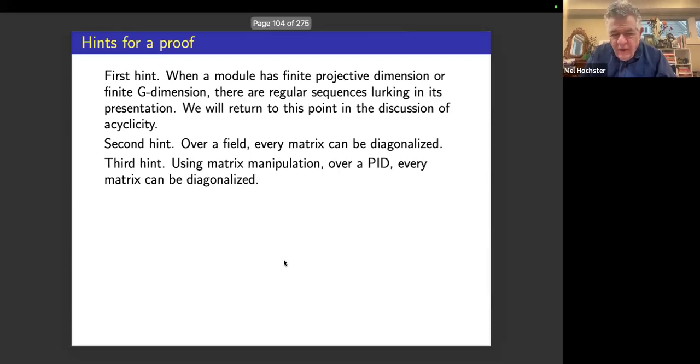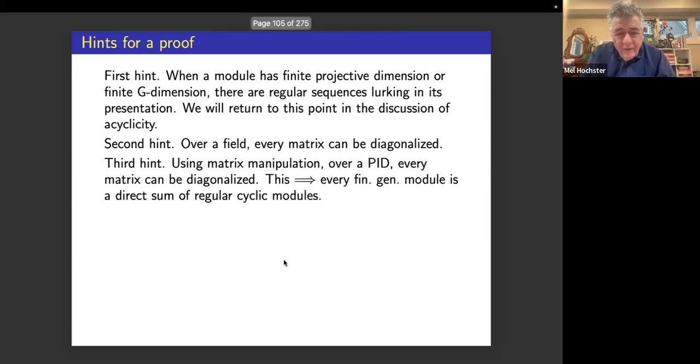Manipulating matrices over a PID, every matrix can be diagonalized. So in fact, over a PID, every module is a direct sum of regular cyclic modules. You don't have to embed, it really is a direct sum. You can think of this theorem as a generalization. You can't hope that every module of finite G dimension is a direct sum of regular cyclic modules, but you can hope that it's embedded in them.